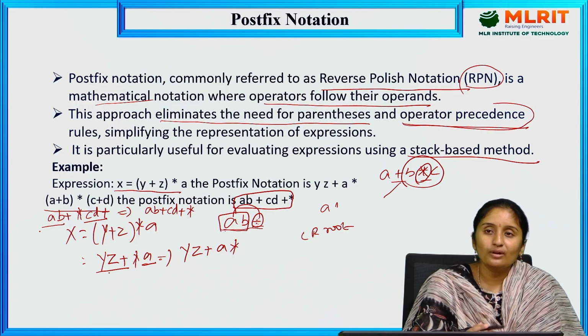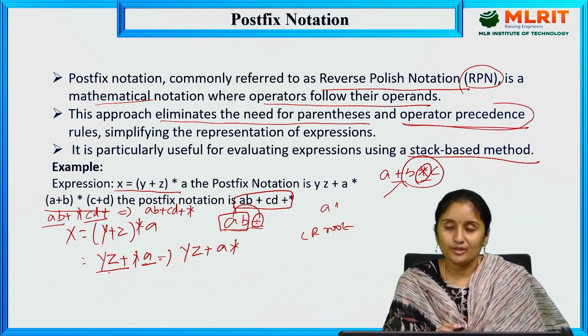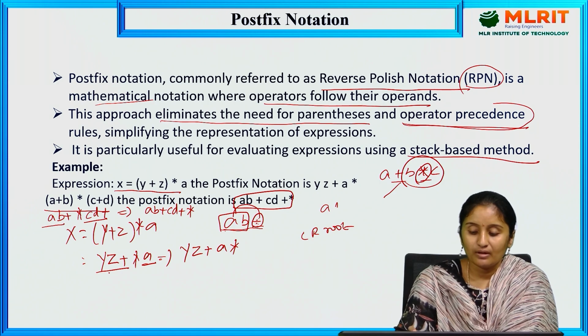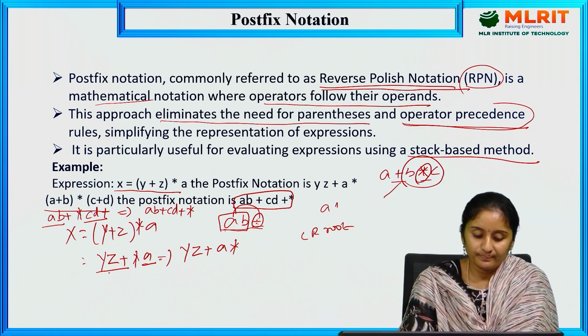So first we need to eliminate the parentheses, then follow the precedence rules and simplify the given expression in the form of postfix expression or postfix notation. We can also call this postfix expression reverse polish notation.